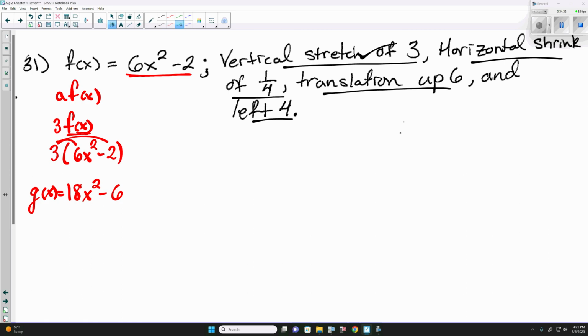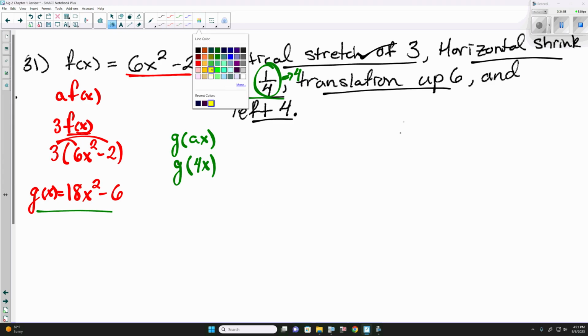Now the next one we have is a horizontal shrink of 1/4. Our horizontal stretch or shrink is our a of x inside the parentheses. And since we're applying it to g of x, we'll say g a of x. Now before we can apply it again with horizontal stretch or shrink, we have to flip it. So it changes it from 1/4 to 4. So our value of a is 4. Now this one here, just like the previous ones, we changed x to 4x, which means every x in the equation has to change to 4x.